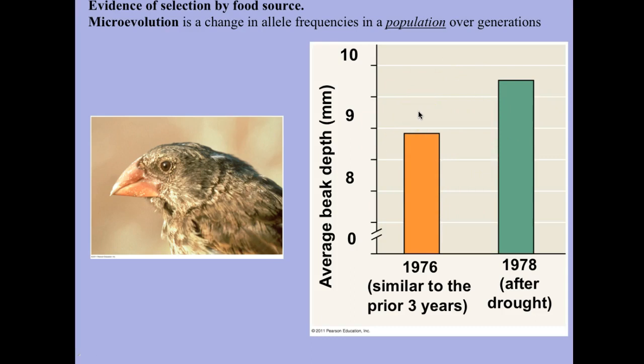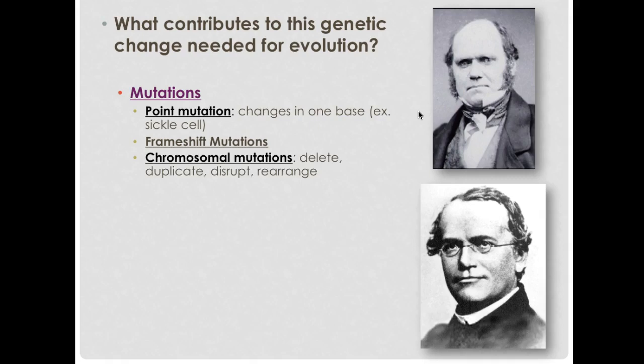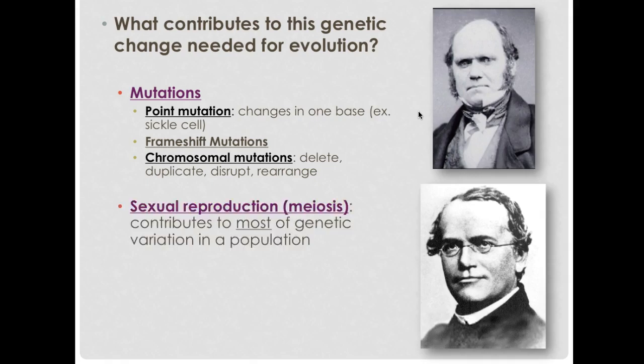Okay, so this is a pretty classic example of microevolution, but what contributes to this genetic change? We need some sort of genetic change from generation to generation in order for evolution to happen. A lot of these things that contribute to it, we're not going to touch on all of them right now because that will be the end of the chapter, but just to highlight a few things: mutations. So remember point mutations, frameshift mutations, chromosomal issues like deletions, duplications, and translocations. And then, of course, sexual reproduction and meiosis.